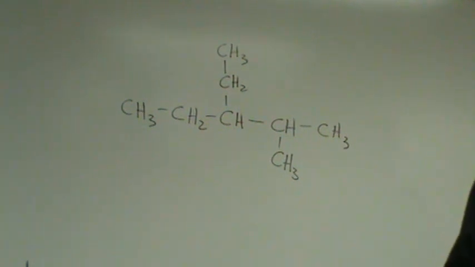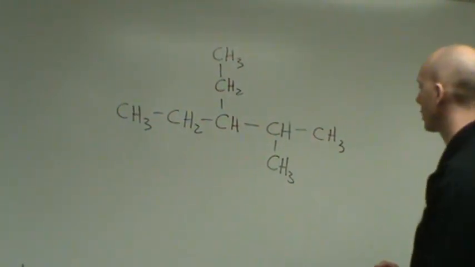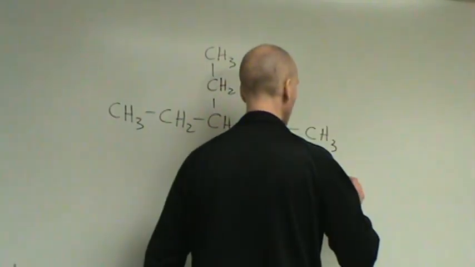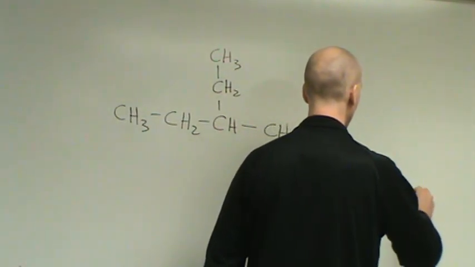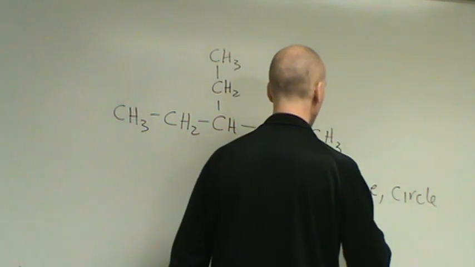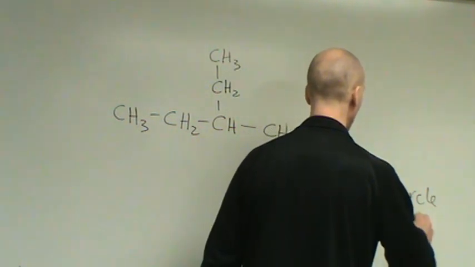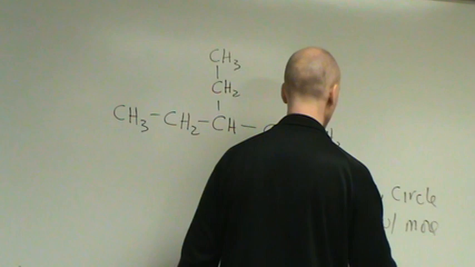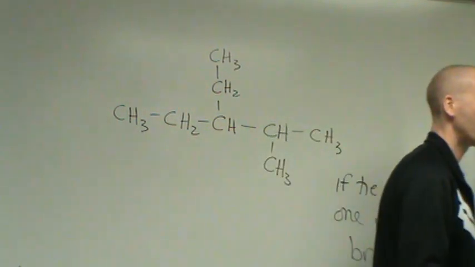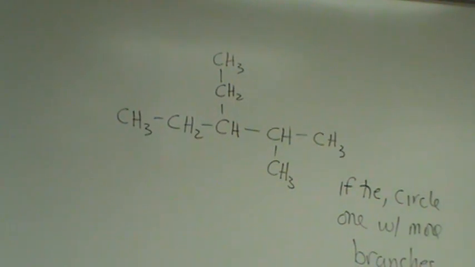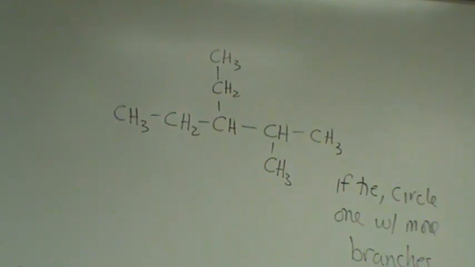So here we have a new rule. If there's a tie, circle the one with more branches. Is that showing up there? Okay. If you have a tie in parent chains, circle the one with the most branches.